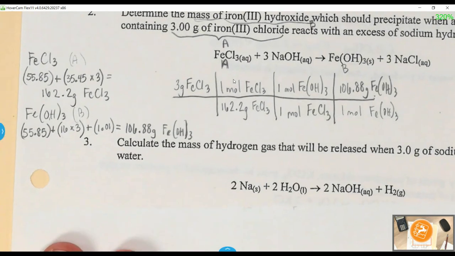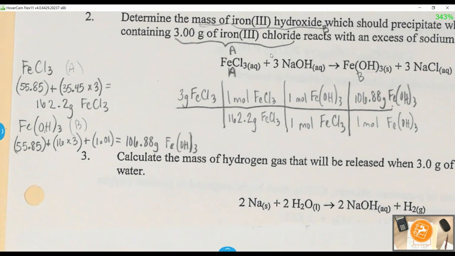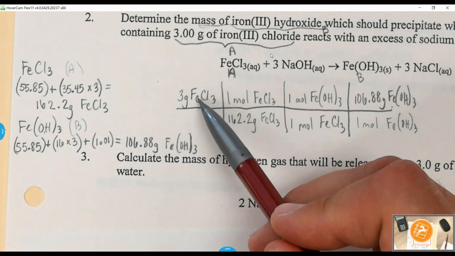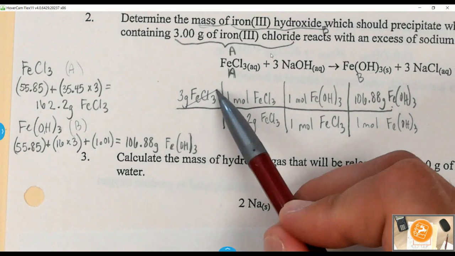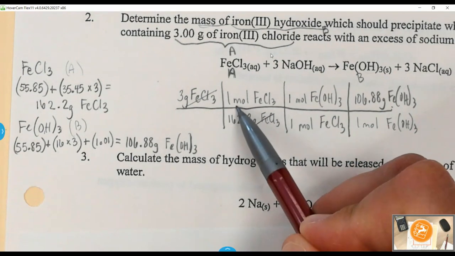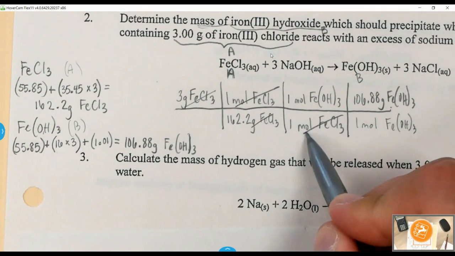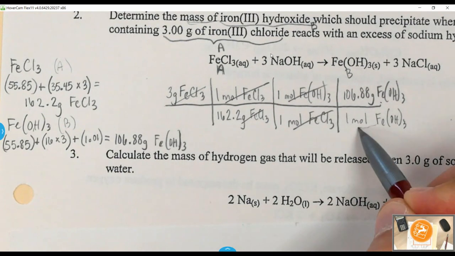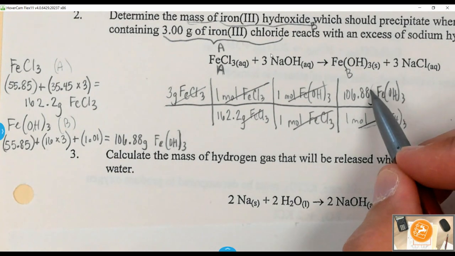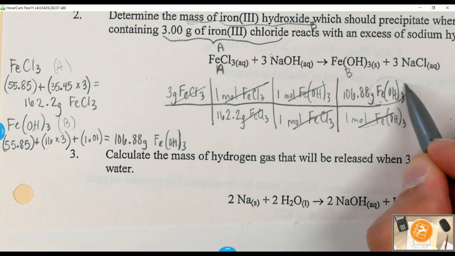Okay. Let's double check to make sure everything cancels out that we need. So grams of iron 3 chloride on top and bottom, good. Moles of iron 3 chloride on top and bottom, good. Moles of iron 3 hydroxide, top and bottom, good. So that would leave us in the desired unit of grams of iron 3 hydroxide.